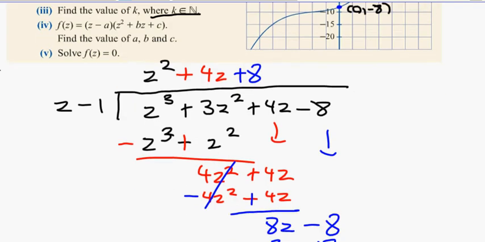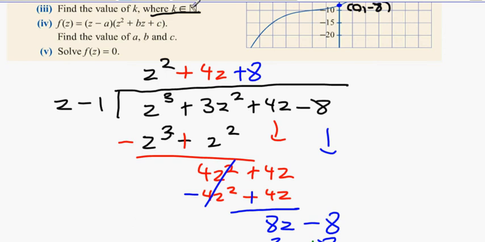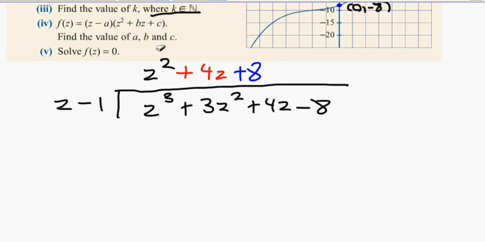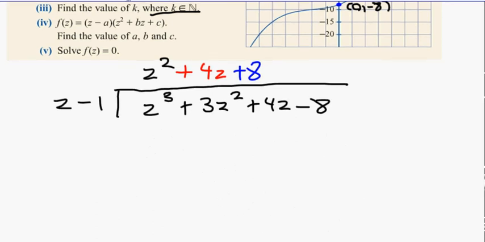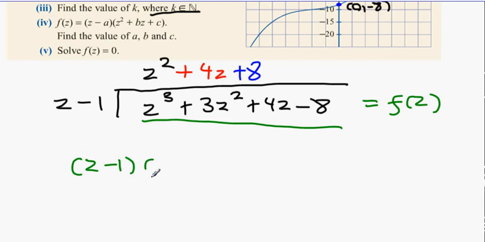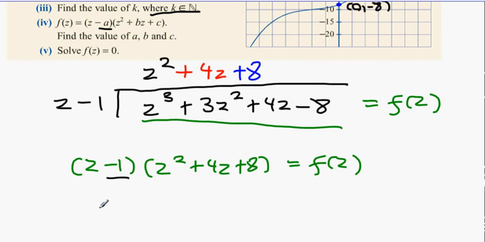So what we can do here is this big cubic equation, which is f of z, is equal to z minus 1 multiplied by z squared plus 4z plus 8, and that also equals f of z. So this means that a is minus 1, b is 4, and c equals 8.